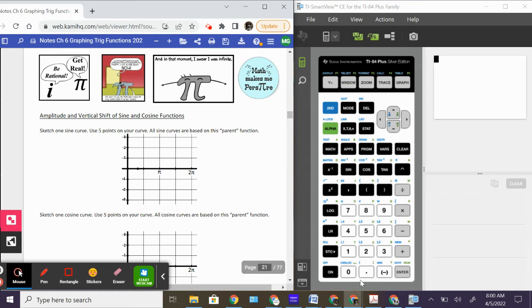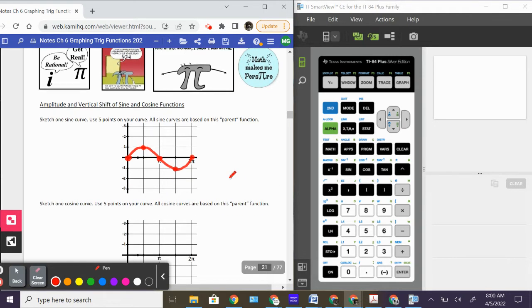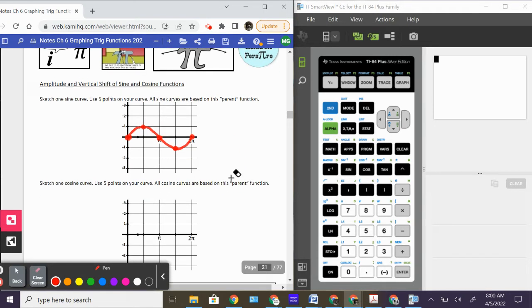Hello. Today we're going to be working on amplitude and vertical shift of sine and cosine curves. So the first thing you should be able to do is graph sine and cosine curves using basically 5 points. We know that sine starts at the midline, goes up to a height of 1, back to the midline, down to -1 as a minimum, back to the midline. And it takes 2 pi to make that one full rotation. So we're going to be graphing these sine and cosine curves typically with 5 points.